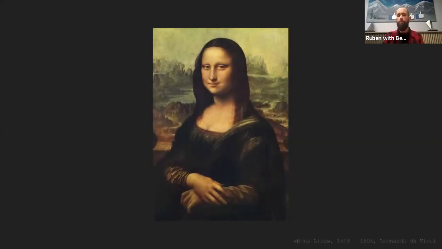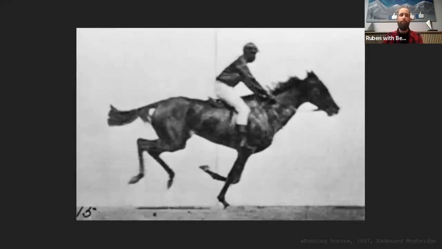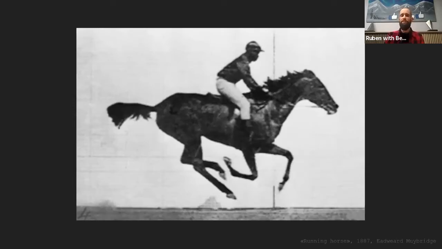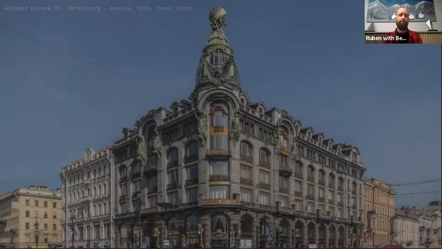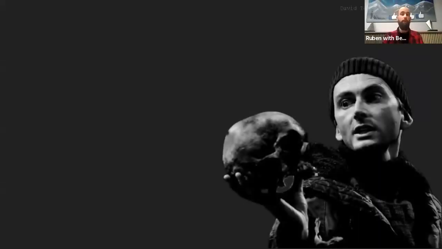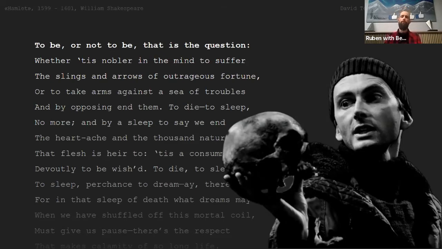daily life, or when we typically think about art, we think about, for example, the beautiful Mona Lisa from Leonardo da Vinci, or we think about the athletic David from Michelangelo, or even cinema, here represented by the first try in motion picture with the running horse, or even architecture, here represented by the Singer House in St. Petersburg, which, by the way, is in Art Nouveau style. Or you might also say, what about theater and literature, here represented by Hamlet from William Shakespeare.